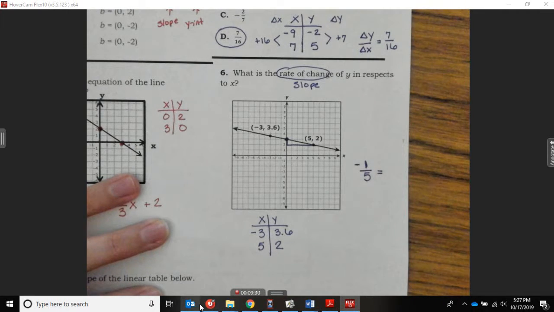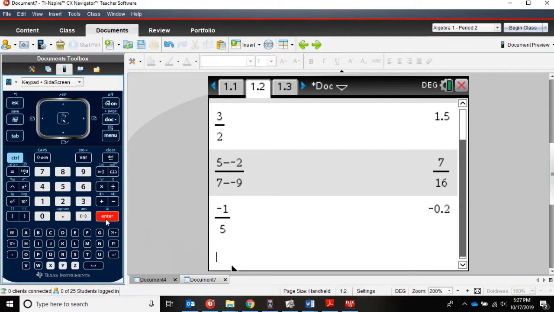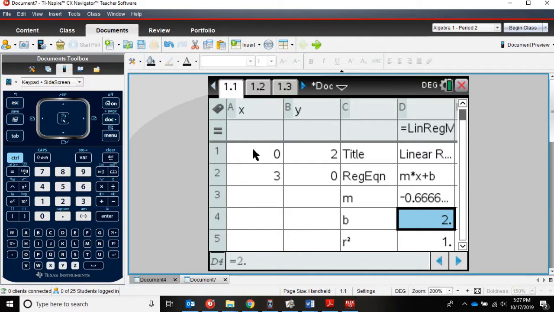So a couple options. One, if you figured out that it was negative 1/5, you could just type it in. Negative 1 divided by 5. And you would press Control Enter, and it would tell you that it's negative 0.2. Or you could have typed your points in. So I have negative 3 and 5, and then 3.6 and 2. And here you can see your slope is negative 0.2. And that is your answer.